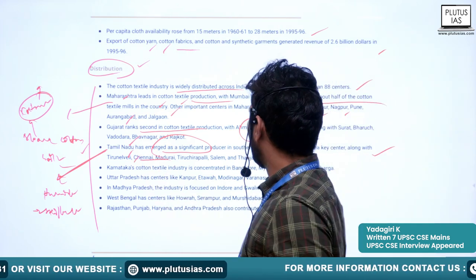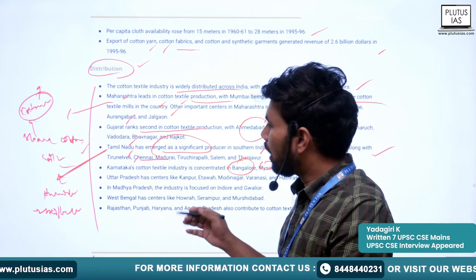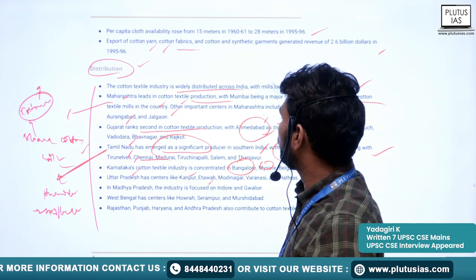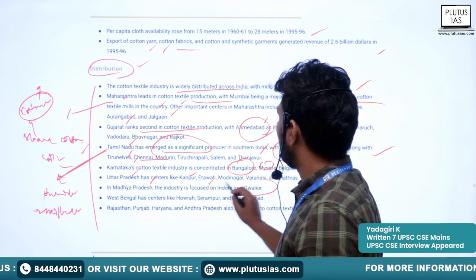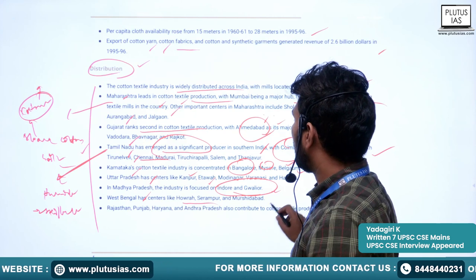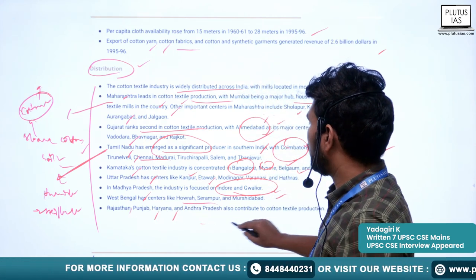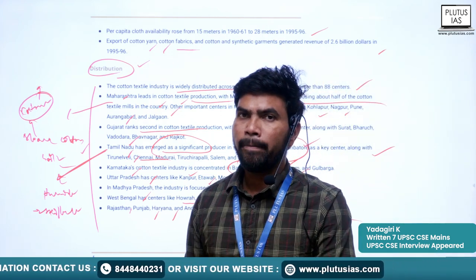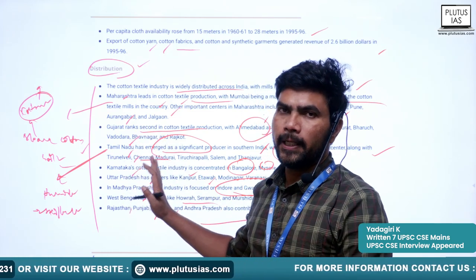In Karnataka, Bangalore, Mysore and Belagavi have emerged as important centers. In Uttar Pradesh, there are centers like Kanpur, Etawah and Modinagar. In Madhya Pradesh, the industry is focused in Indore and Gwalior. In West Bengal, there are Howrah, Serampore and Murshidabad. Rajasthan, Punjab, Haryana and Andhra Pradesh also contribute to cotton textile production. So this is the state-wise distribution of the cotton and textile industry in India.